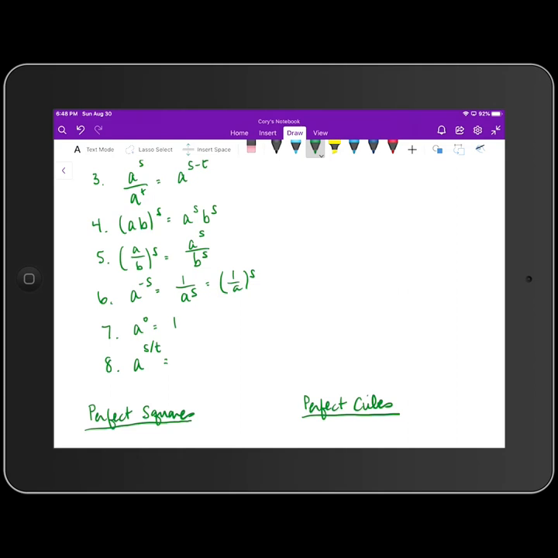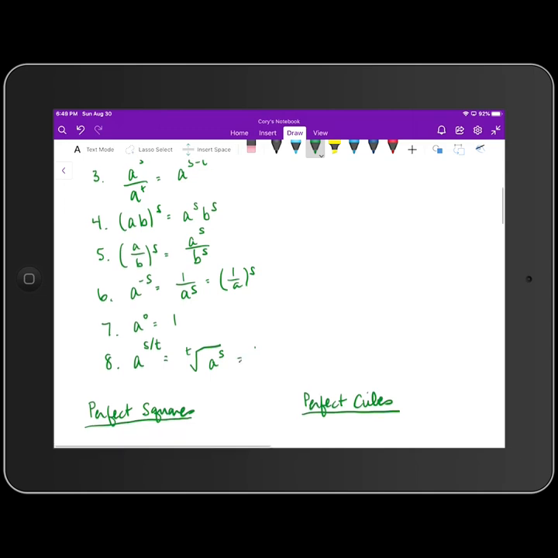And lastly, law number 8 says if we have A raised to the S over T power, so if we have a rational exponent, the denominator of the exponent becomes the index of our radical. So that's going to be the tth root, and the numerator is the power. So we can think of that as the tth root of A raised to the S power. Another way for me to write that is the tth root of A, and then we raise that entire quantity to the S power.